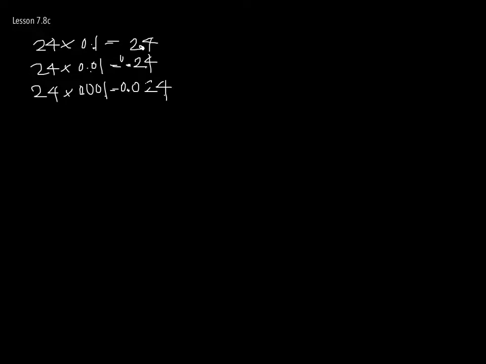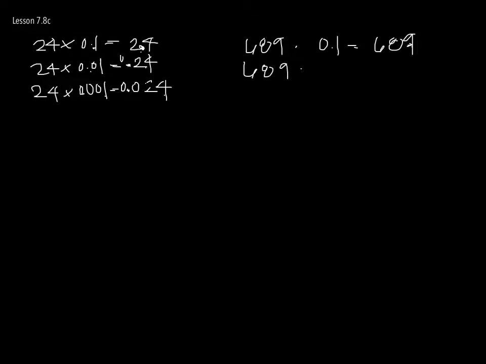Alright, so let's look at this pattern here. We have 689 times 0.1. Okay, now just like we did here, it's going to be the same thing, 689, only we moved our decimal point over one spot, so it's going to be 68.9.